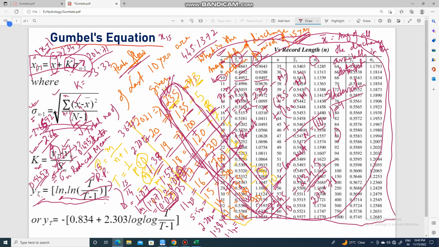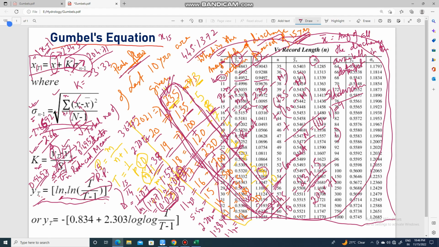What is this yn and why this sn? These are known as the reduced mean and reduced sigma. This yn is the reduced mean and this sn is the reduced sigma. This is a function of the total number of data given to you for a problem. So in our case it is 10, and a table will be given.